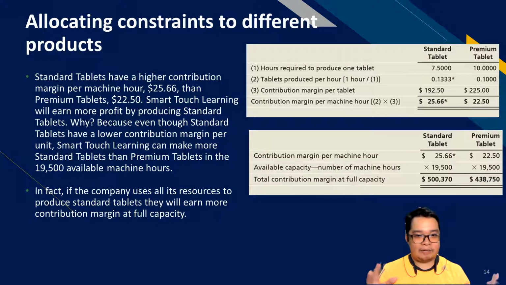Again, one caveat is that this is for short-term decisions. In the long run, I can always improve the number of machine hours. I can invest in long-term machinery. That's a subject in your corporate finance class. That won't be covered here, the long-term decision.